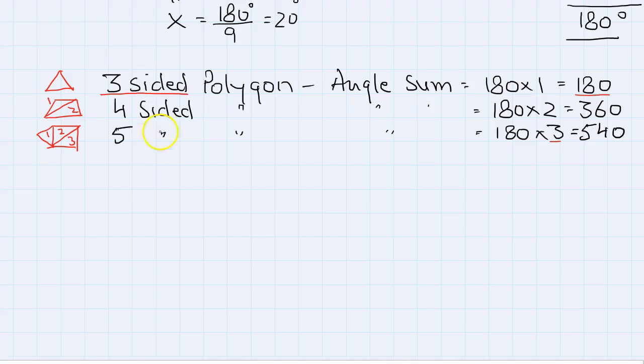In the same way, if it is a 20-sided figure, the angle sum will be 180 multiplied by 20 minus 2, so we have 18 sides.